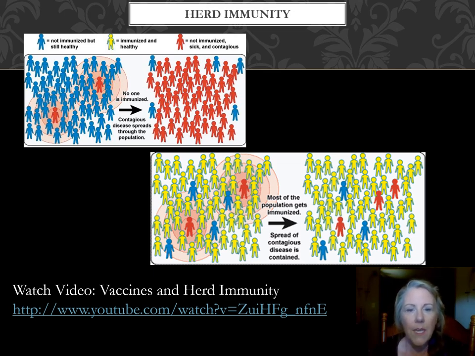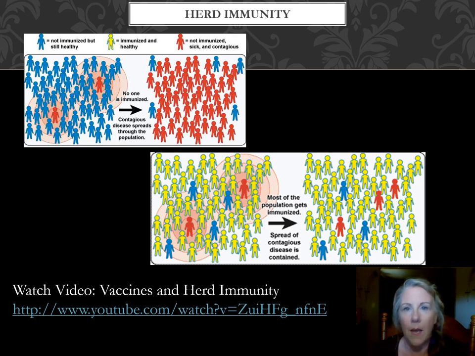So if we can get a large portion of people to get immunized, we can reach that critical immunization threshold for whatever infectious agent that it is. And we're always going to have some blue people. What are the blue people again? They're not immunized, but they're still healthy. They're out there in that population.